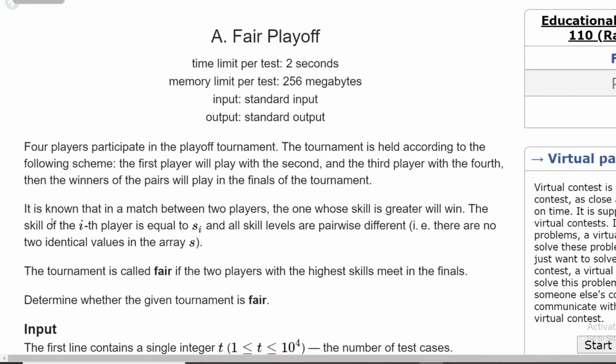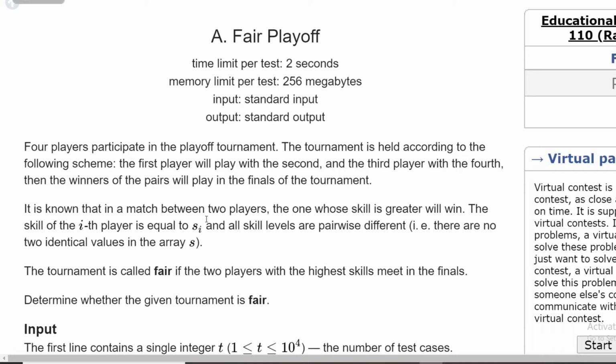It is known that in a match between two players, the one whose skill is greater will win. The skill of the ith player is equal to Si, and all skill levels are pairwise different. That is, there are no two identical values in the array S. You're given an array S of skills, where S[i] indicates the skill rating of a particular player.